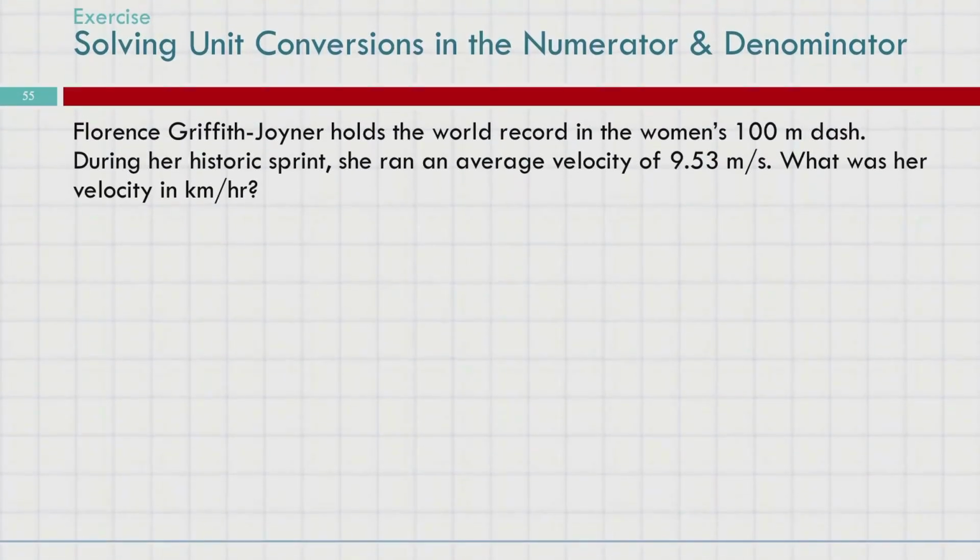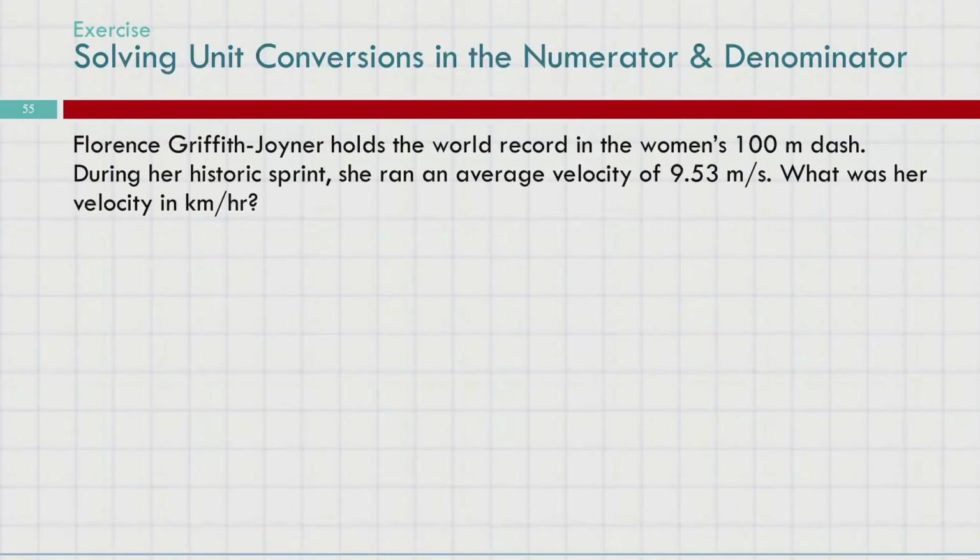All right, one for you to try. Florence Griffith-Joyner holds the world record in the women's 100-meter dash. During her historic sprint, she ran an average velocity of 9.53 meters per second. What was her velocity in kilometers per hour? So I'll give you a couple minutes to give that a try.